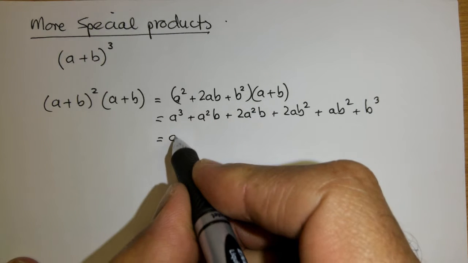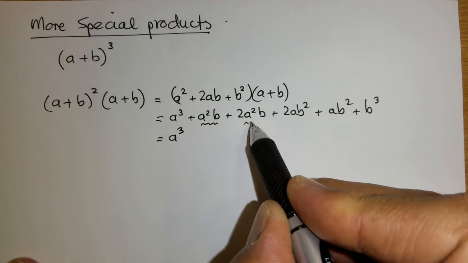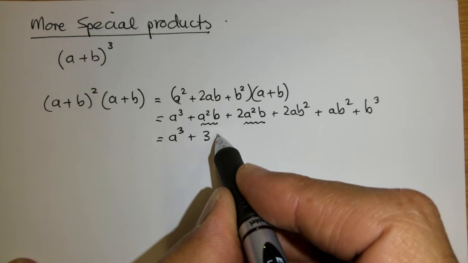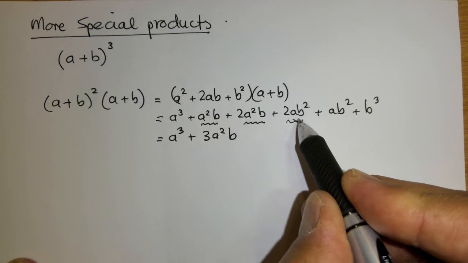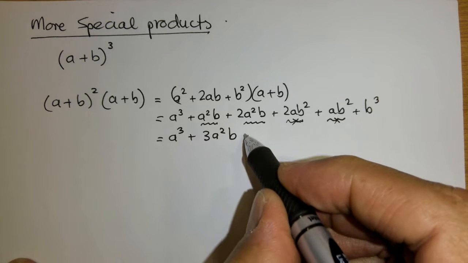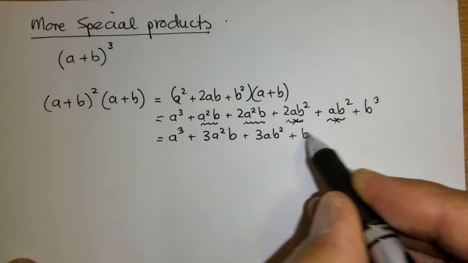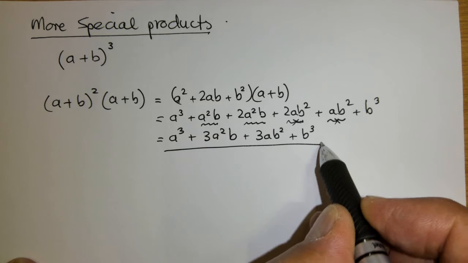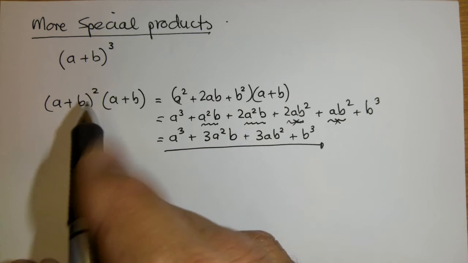The a cubed, there's an a squared b, and there's an a squared b. So it's 1a squared b plus 2a squared b, which is 3a squared b. 2ab squared with another ab squared like term gives me 3ab squared plus b cubed. Okay, so that's the result when I cube a binomial. So let's write it down.